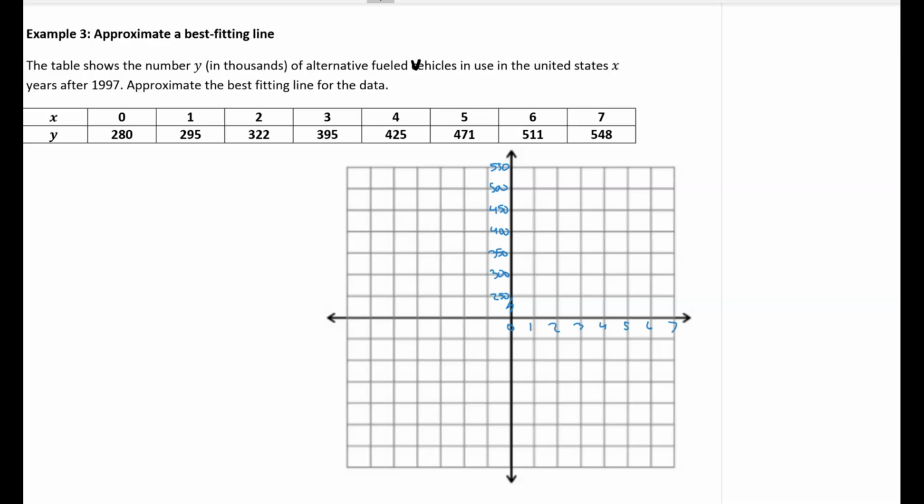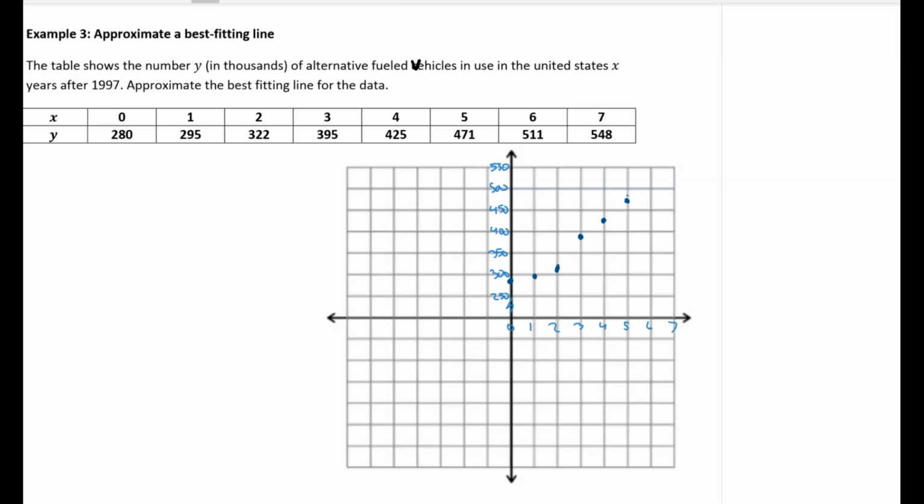So at an x value of 0, I have 280. It's about there. X value of 1, I'm at 295. I encourage you to pause the video and maybe write these out on your own. 2 has 322. 3 has 395. 4 has 425. 5 has 471. Be about there.